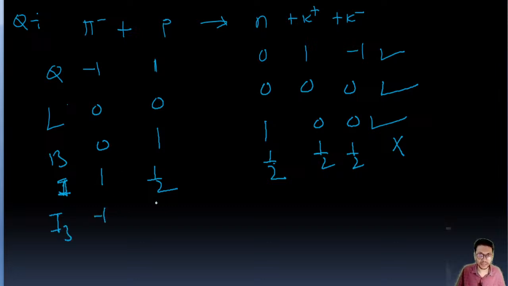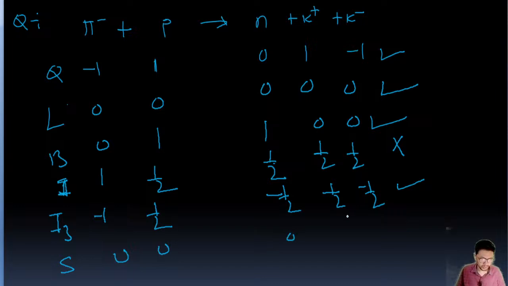Now I3. I have told you how to find I and I3, you need to check it in detail. So I3 is -1 by 2, 1 by 2, -1 by 2, so you can see this is conserved. And strangeness S is 0, 0, 0, 1, and -1, so this is also conserved, guys. Delta S is 0, right?